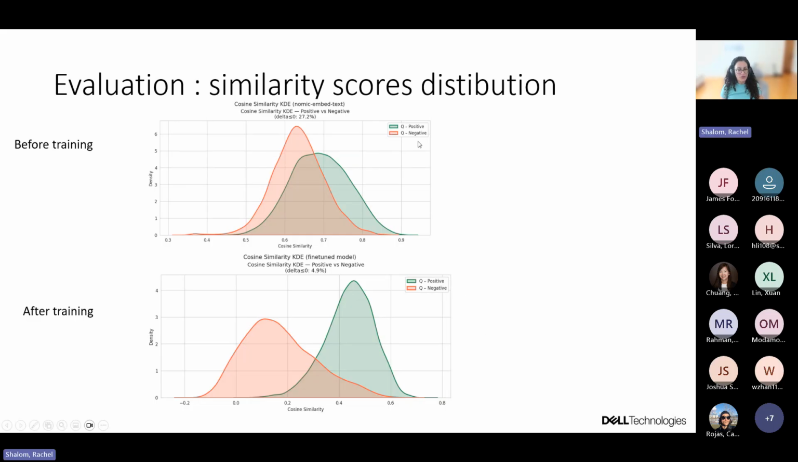Okay. So, remember the similarity distribution before training, and I told you that my goal was separating those. So this is before training and this is after training. You can see that there is a better separation now. Better separation means the similarity between the positives and the questions and the negatives and the questions is now more separated. It's not perfect. There is still an overlap, but much more separated than before. And this was the first signal that told us, okay, maybe something worked here.